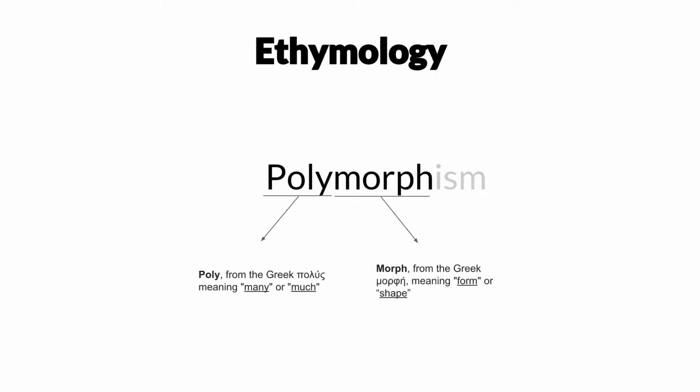The word polymorphism comes from Greek. Poly means many or much and morph meaning form or shape. Simply put, polymorphism means many shapes or many forms. In computer science, there is some ambiguity about the word, but in this video we're going to talk about the inheritance aspect of polymorphism, also known as subtyping.